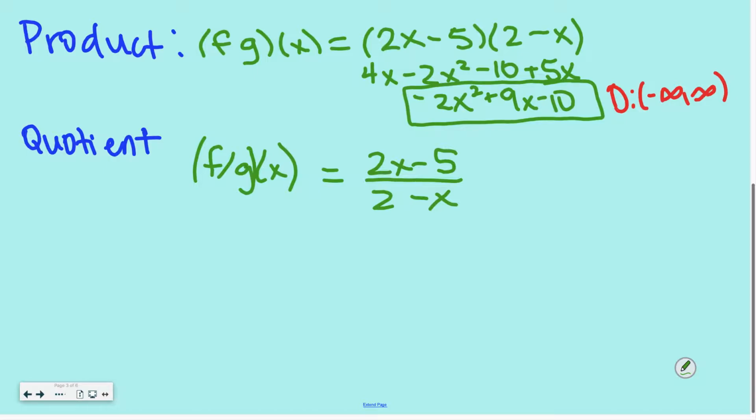Okay? Now remember, I said that our denominator cannot equal 0. We can't divide by 0. That doesn't work. Okay? Which x value would make our denominator 0? Okay. So our domain has to be everything except 2. So anything below 2 is fine, and anything above 2 is fine, but we cannot have 2 in our domain because it would make our denominator 0.